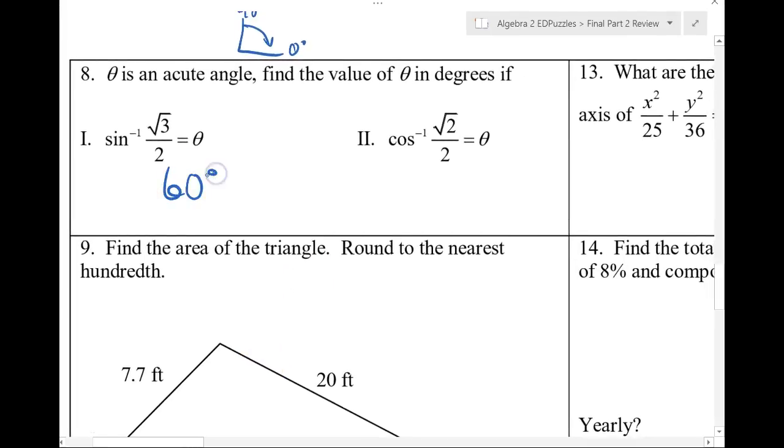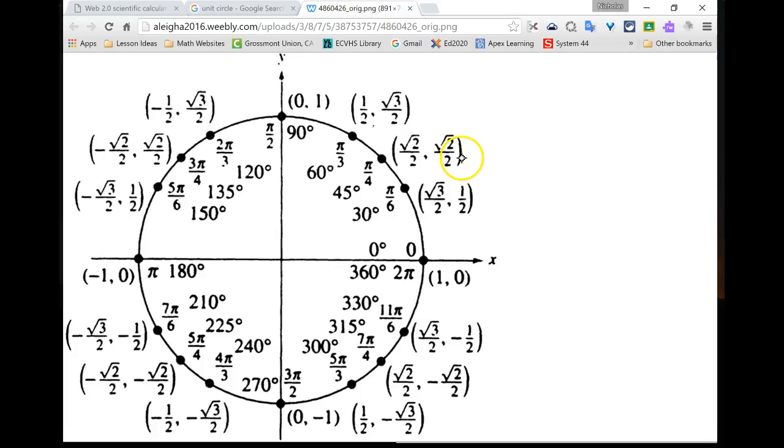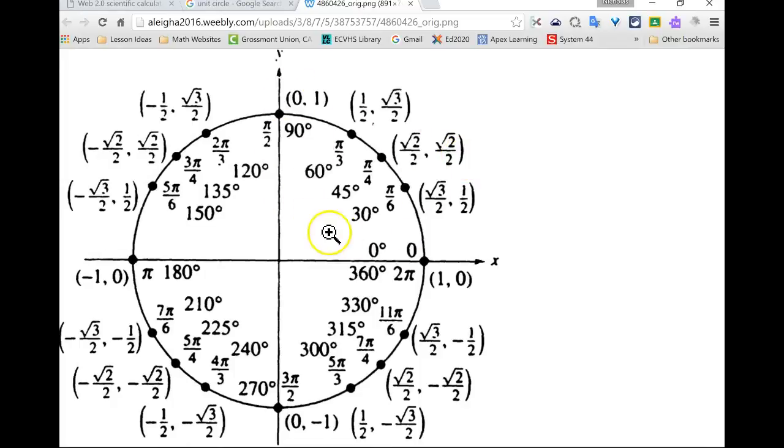Okay, so that's the answer to that one. 60 degrees. And then here, I'm looking for an angle where the cosine is radical 2 over 2. Remember, the cosine is the x value. And again, it's acute, so it's got to be over in this region. So where's the x value rad 2 over 2? Well, right here in the middle at 45. Okay.